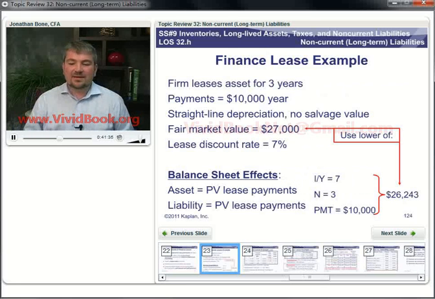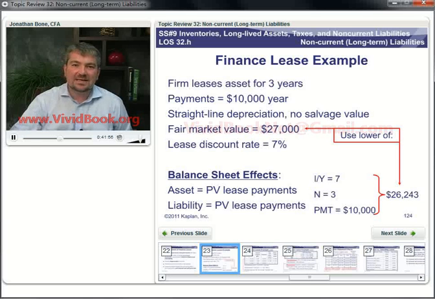Okay, let's have a little look at our example here. So we've got a firm leasing an asset for 3 years. Payments are $10,000 per year. And we've got straight line depreciation with 0 salvage value. We've got the fair market value of the asset is $27,000. And we've got a rate implicit in our lease of 7%.